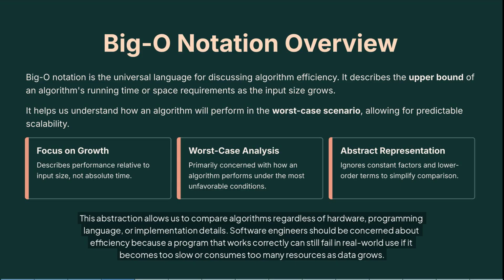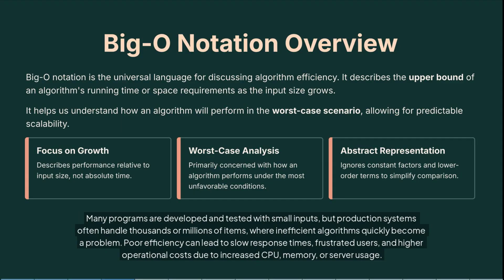Software engineers should be concerned about efficiency, because a program that works correctly can still fail in real-world use if it becomes too slow or consumes too many resources as data grows. Many programs are developed and tested with small inputs, but production systems often handle thousands or millions of items, where inefficient algorithms quickly become a problem.